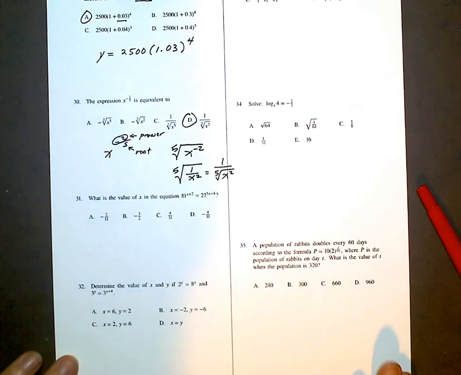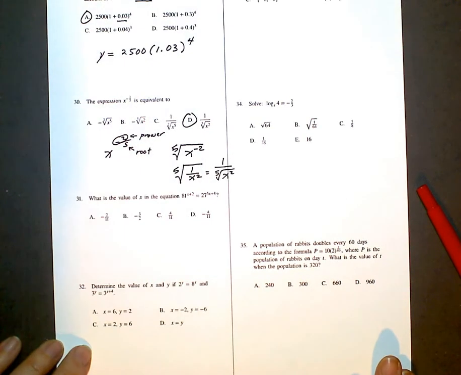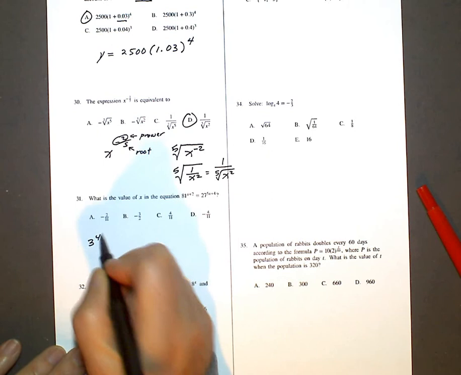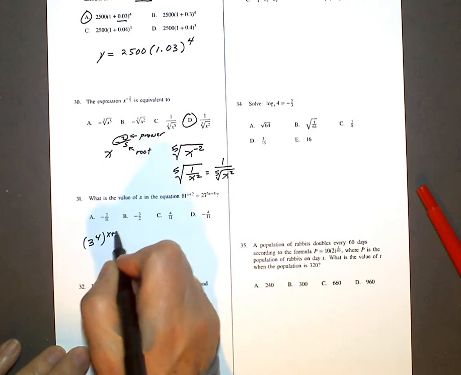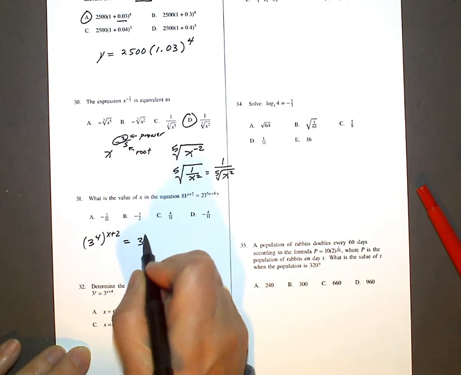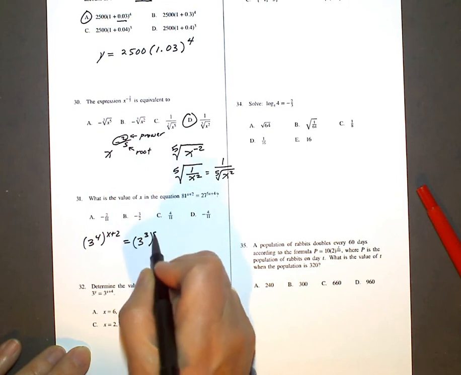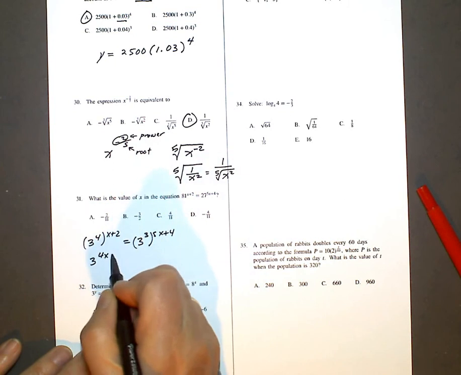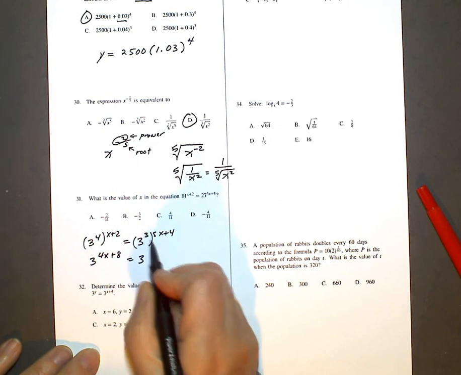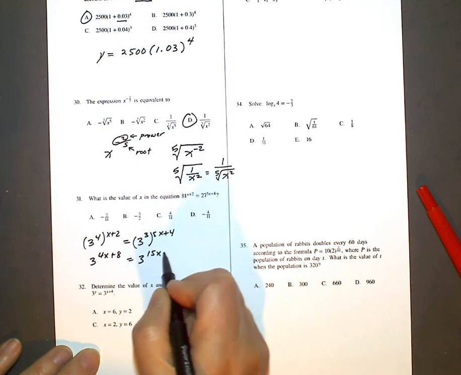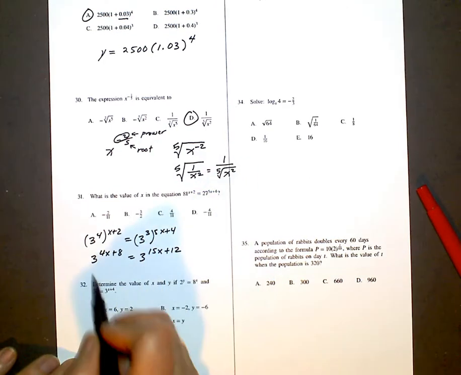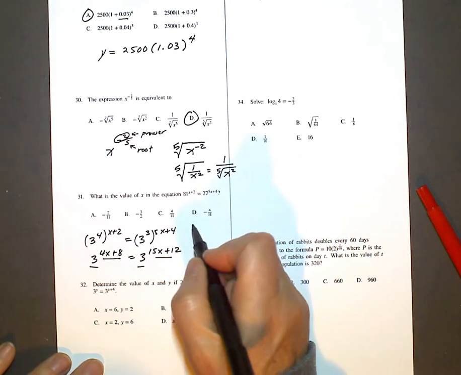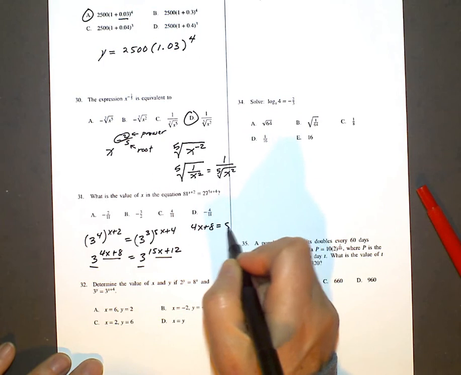So number 31, what is the value of x in the equation? Okay, so 81 I'm going to write as 3 to the fourth, and that's to the x plus 2, and I'll write 27 as 3 to the third, and that's to the 5x plus 4. So I get 3 to the 4x plus 8 is equal to 3 to the 15x plus 12. So now the bases are the same. I can equate these exponents. So 4x plus 8 is equal to 5x plus 12.